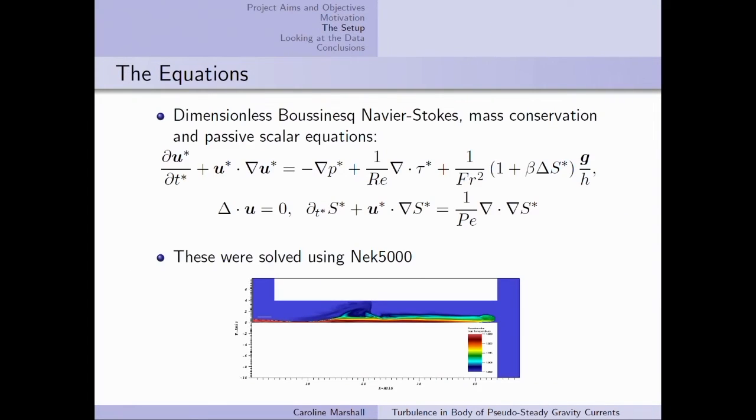The flow is governed by these equations that you see up at the top here. The S represents salinity, and beta the saline contraction coefficient. The values of those are chosen to give a density difference of 3%. Again, that's dictated by the experiments. We solve them using the spectral element method code NEK5000, which was chosen because it's open source, but also because it has really good scalability and parallelizability.